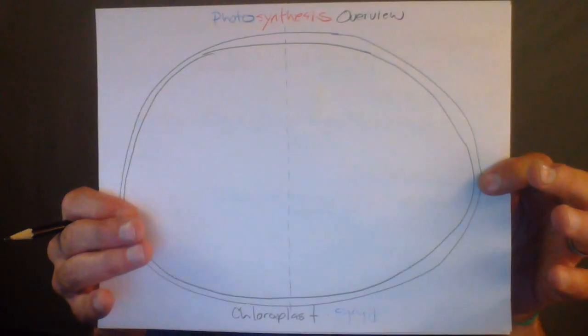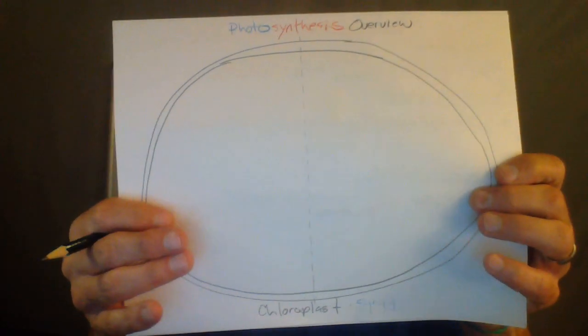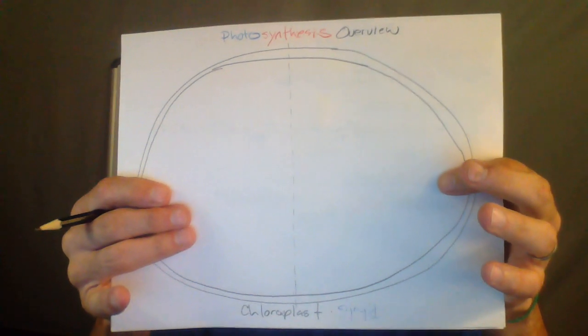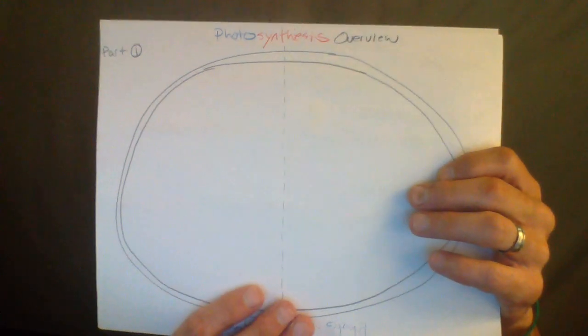I'm also going to draw a dashed line right down the middle of my chloroplast, because again, it's a 2-part equation. One part's going to happen here, the other part is going to happen here, so I'm going to split it up. On the left side, near the top, we're going to write part 1.